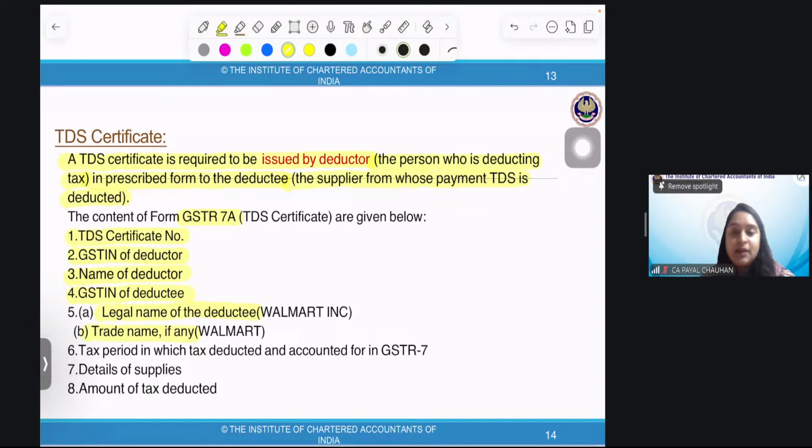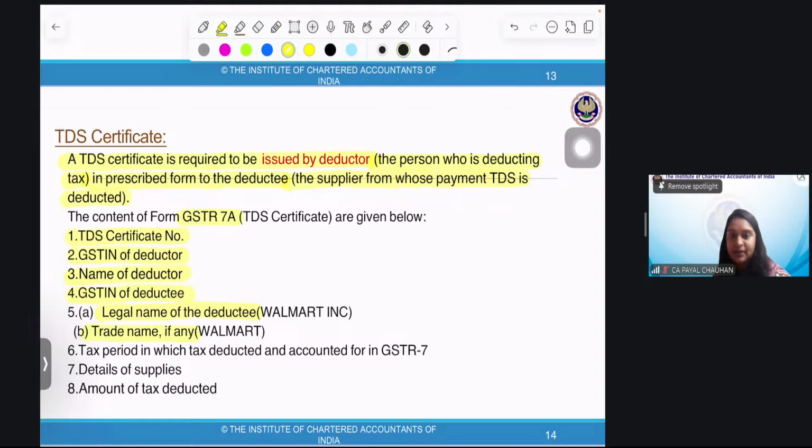Do you know the basic difference between the legal name and the trade name? I have given you the example, and then we'll do an example from your side. No, it is automatically auto-populated. When I file my return, I tell how much TDS I deducted, and I give your GSTN number, whomsoever I have deducted TDS from, and this information will be auto-populated at your end under GSTR 7A.